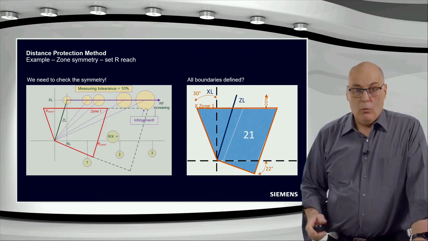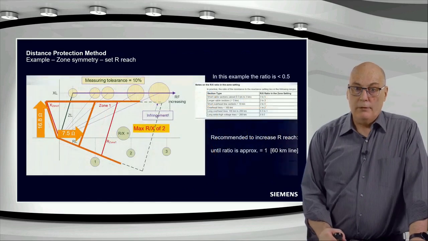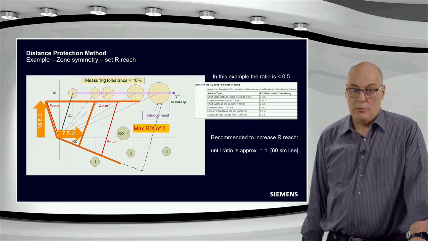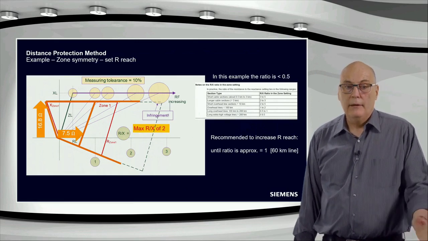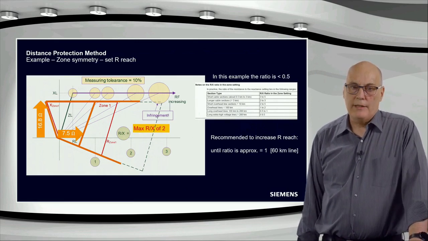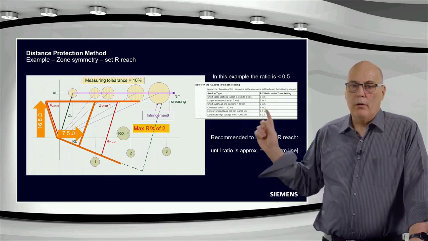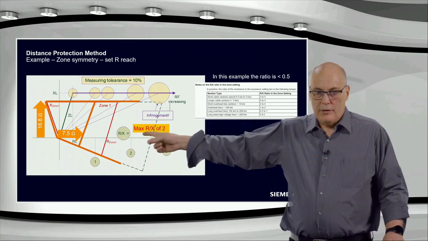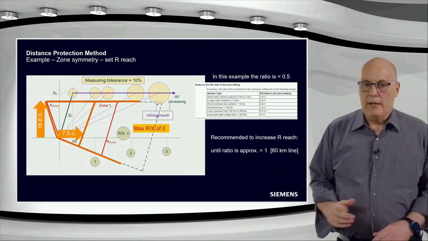So let's check what was our result. In our case, we have set 7.5 ohms as the requirement on the R setting, and for the X setting, we had 16.8 ohms. So we are at a ratio smaller than 0.5. So we are really on the safe side. You can see way on the left here, very safe.